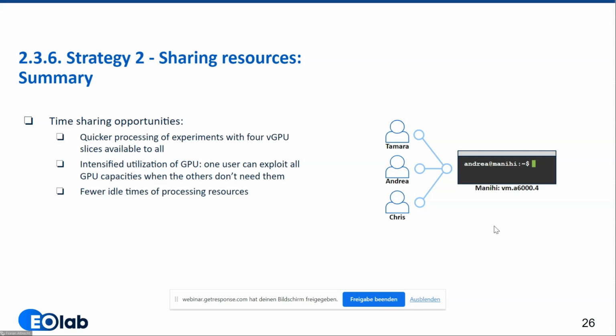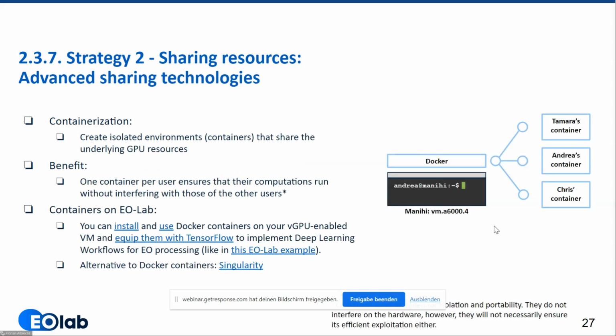I will not go into the details of the advanced sharing technologies here. I only want to present that Docker container is one option to go. If you do containerization, you would create isolated environments, containers, that share the underlying GPU resources. The benefit is that one container per user ensures that their computations run without interfering with those of the others.